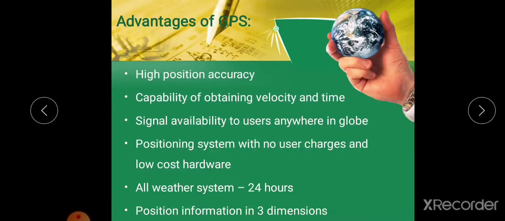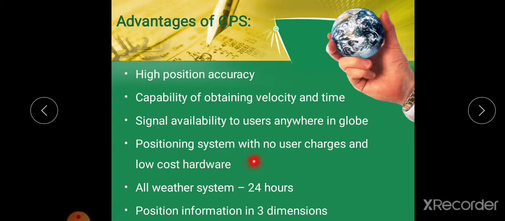Next we can look at what the advantages of GPS are. I have told you it is high position accuracy, that is, the accuracy of the position, latitude, longitude, altitude, etc., is very high. Next is the capability of obtaining velocity and time. We can find out the velocity and time using GPS technology, and this is possible because of our 24 satellites. Then signal availability to users anywhere in the globe. As I have told, if one satellite fails, the other 23 are working, so the signal is available everywhere in the globe.